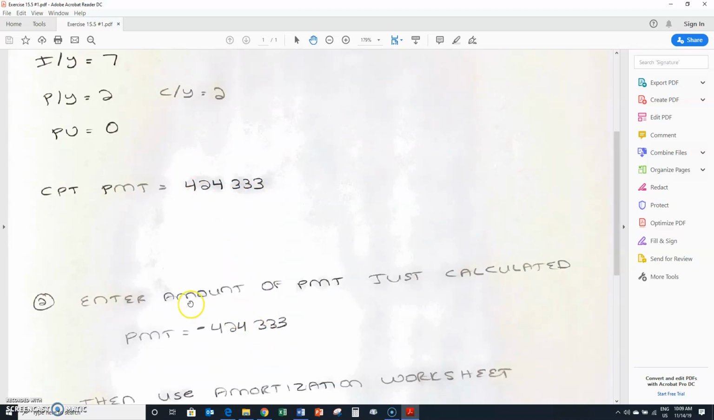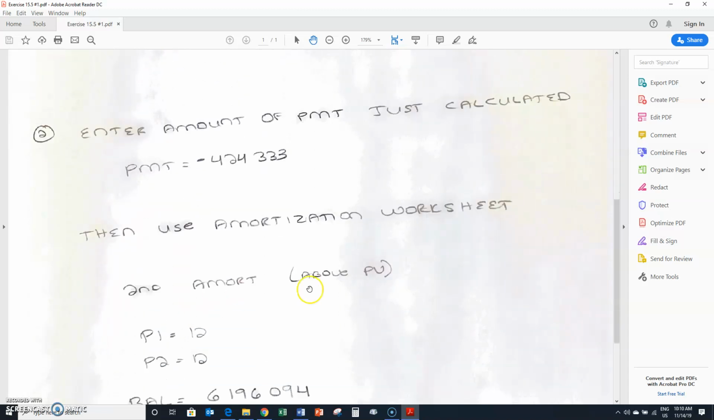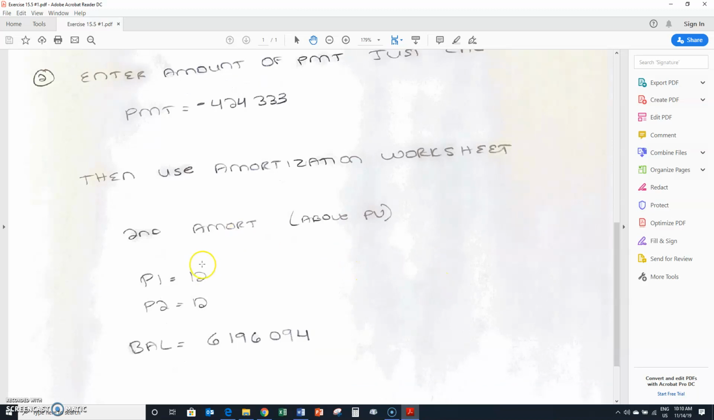Now, we just calculated that payment, but now we want to enter it in. So 424,333, remember that the payment is negative, and you hit the payment button to enter that amount in. Now we can then go to our amortization worksheet. So we need to find the balance at the end of interval 12. So you use the amortization worksheet.